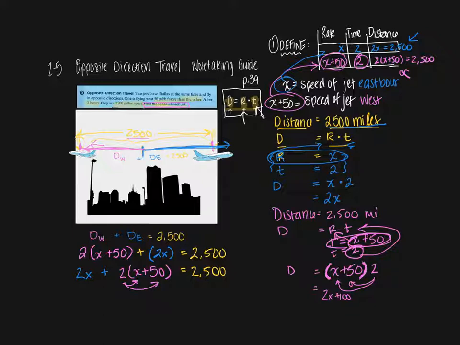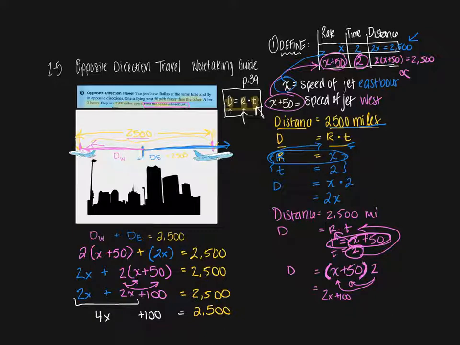Well, now I've got to distribute this through, right? So I have this 2x plus 2x plus 100, and that still equals 2,500. And now I can combine like terms. Even though they're different colors, let's look at this. I have 2x plus 2x. They're both x's. So I have 4 x's plus 100 equals 2,500.